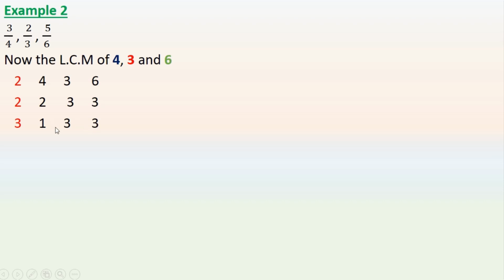So I'll ask myself again, what digit can divide 3 and 3? That is 3. 3 will divide itself 1 and divide itself again 1. My aim is to have 1 throughout the base. So the bases here have 1, 1, 1 throughout. So I'll now multiply these red numbers, the numbers with the red sign, that is 2 times 2 times 3. So 2 times 2 times 3 will give me 12. So 12 is my least common multiple for 4, 3, and 6.